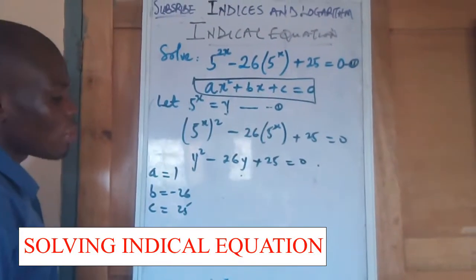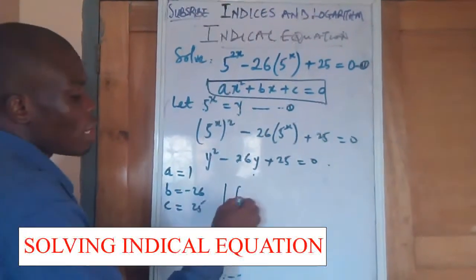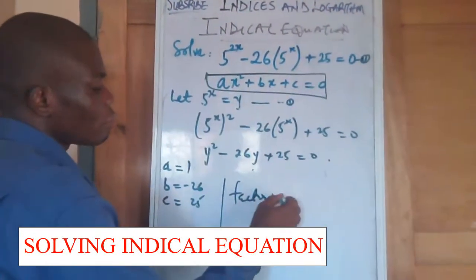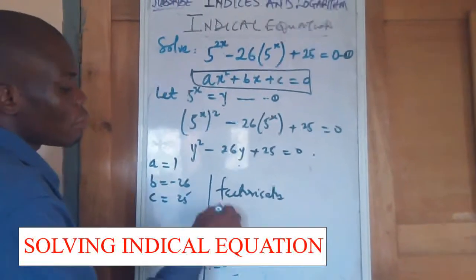So a quadratic equation can be solved in 4 ways. You can solve it by factorization, or you can solve it by the use of the quadratic formula.